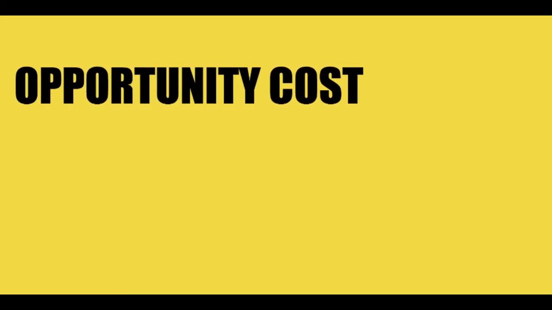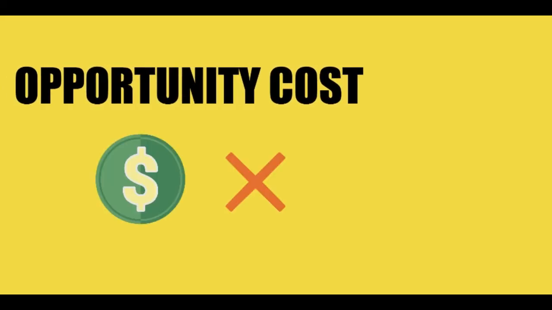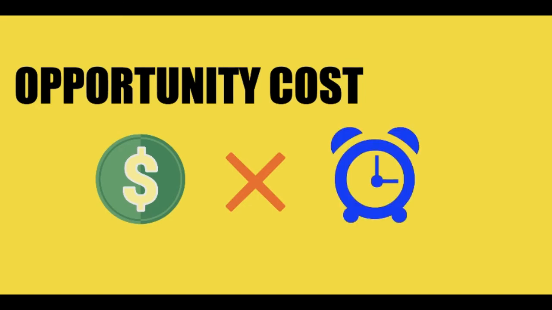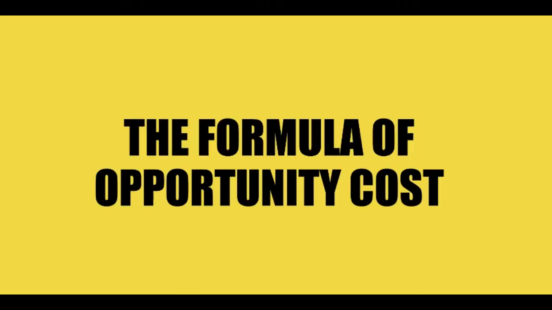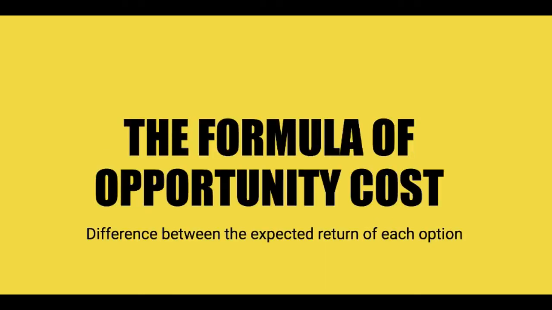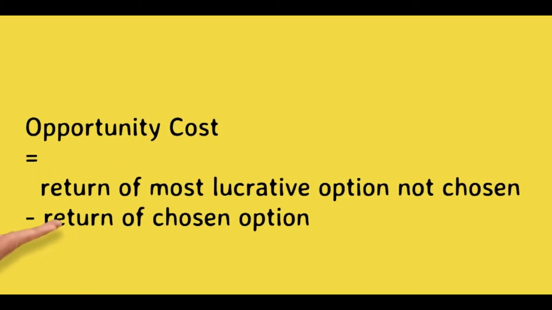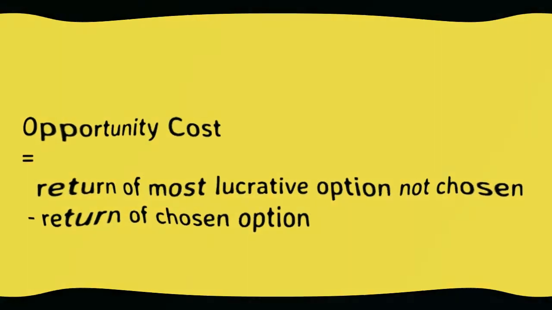Opportunity cost does not necessarily involve money. It can also refer to alternative uses of time. For example, do you spend 20 hours learning a new skill or 20 hours reading a book? The formula of opportunity cost is the difference between the expected returns of each option. Opportunity cost equals return of more lucrative option not chosen minus return of chosen option.